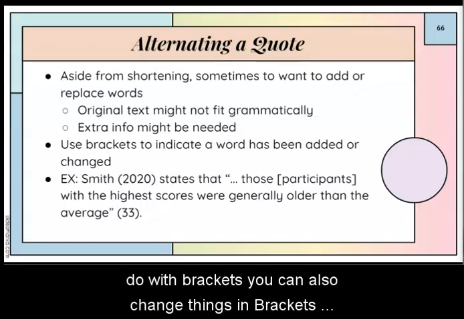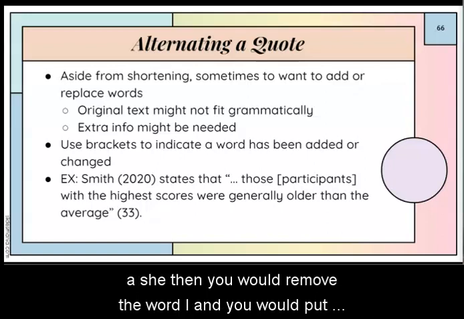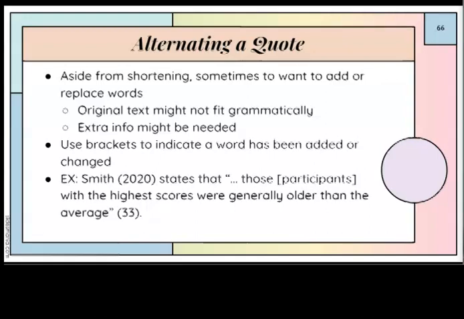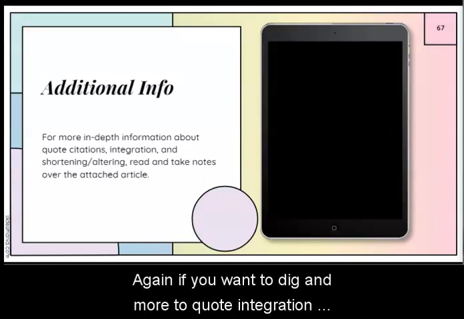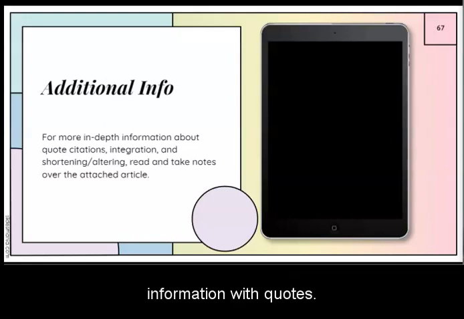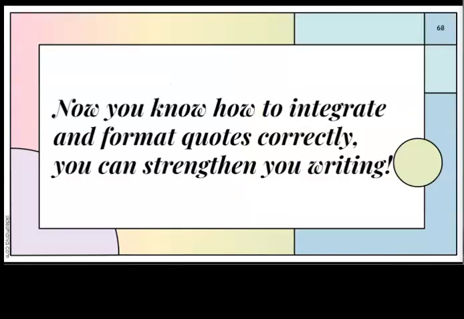You can also change things in brackets. Like, for example, if you want to change the word I to a he or a she, then you would remove the word I and you would put the word he or she in brackets. Again, if you want to dig in more to quote integration, citation, shortening or altering quotes, or any sort of information with quotes, please check out this article that is attached.